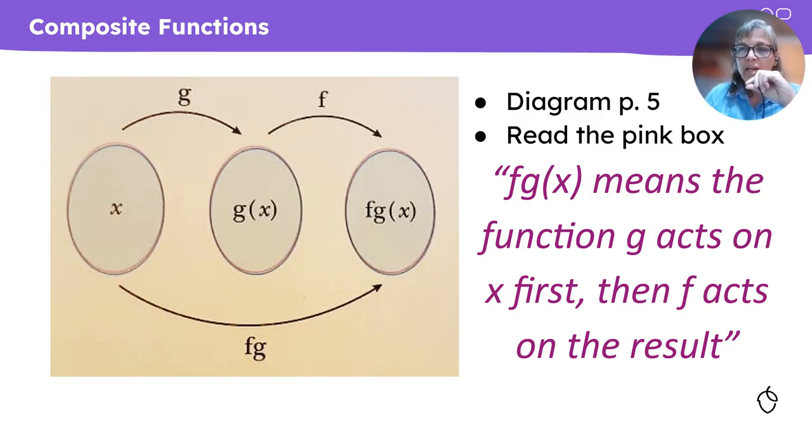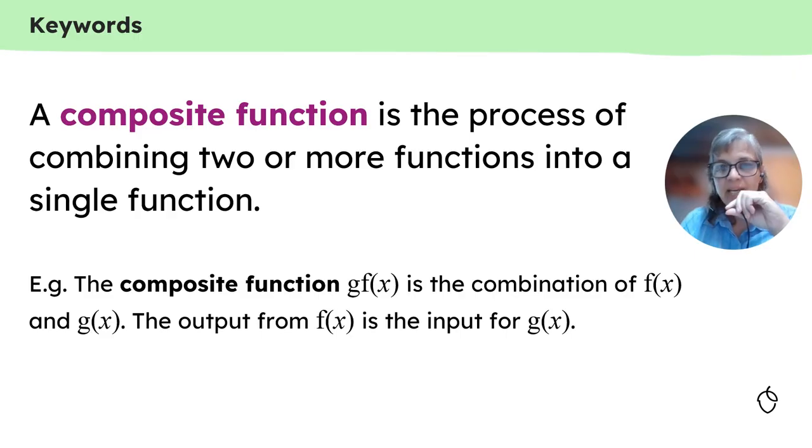So what is a composite function? It is this process of combining two or more functions into a single function. So if you had it the opposite way, no, this is what we've talked about, sorry. gf of x is the combination of f and g. The output from f is the input for g.